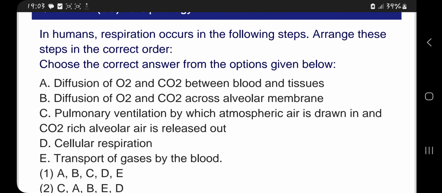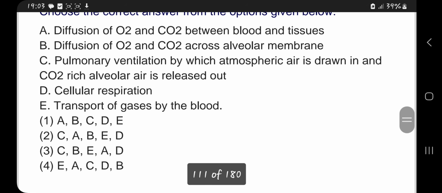So first option, then diffusion of oxygen, C, B, E, A, D. C, B, E, A, D. Third one is the correct option.